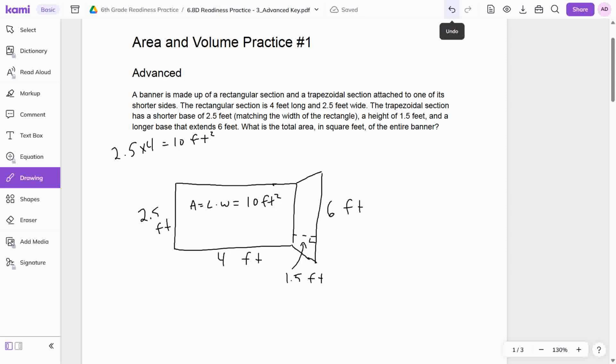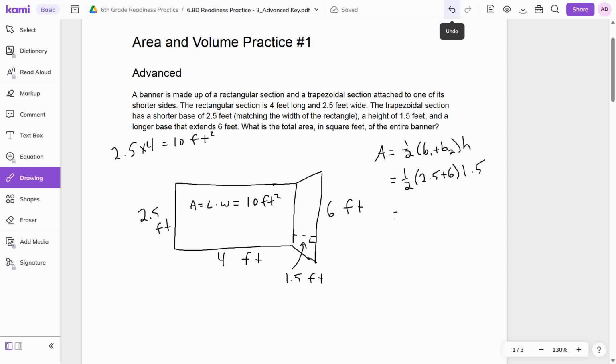Now, the area of the trapezoid is a little bit different, right? That's going to be 1/2, and then the sum of my two bases, times my height. So that's going to be 1/2. One base is 2.5 feet. The other base is 6 feet. And then my height is 1.5 feet. So we're definitely ending with a decimal here.